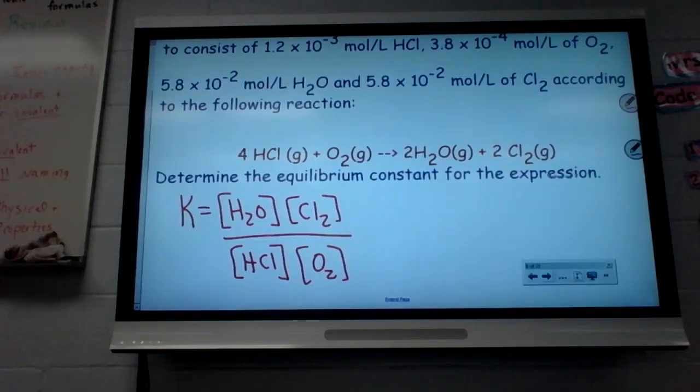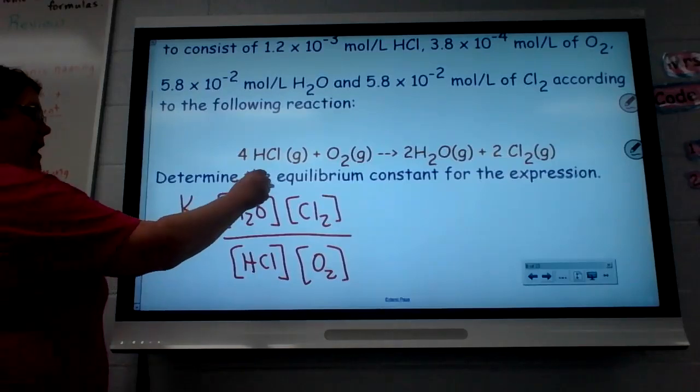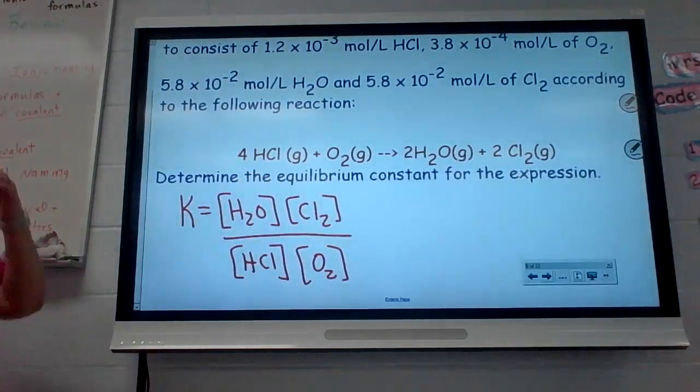It says determine the equilibrium constant for the expression. The equilibrium constant is K. So we have to write K. So are we just going to put the numbers where the parentheses are? Yes, that's exactly what we're going to do. Now, after we put reactants on top, products on the bottom, what's step 2?